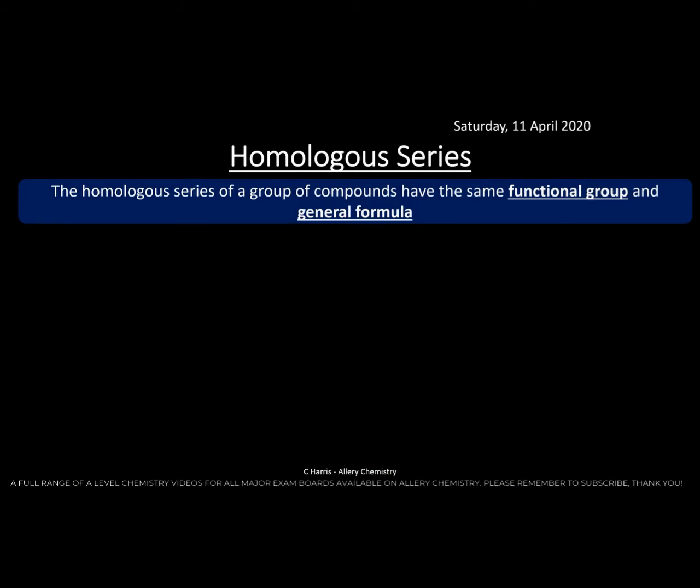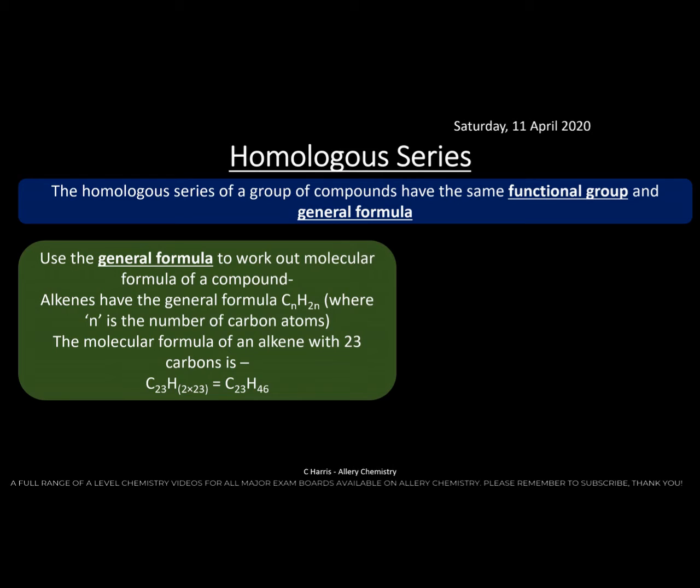Okay, so let's look at a homologous series first. A homologous series is a group of compounds that have the same functional group and general formula. We use something called a general formula to work out the molecular formula of a compound. A general formula is a bit like algebra in maths. So we can have a fixed formula and we can apply that and put different numbers in to get an answer. So we do the same in chemistry.